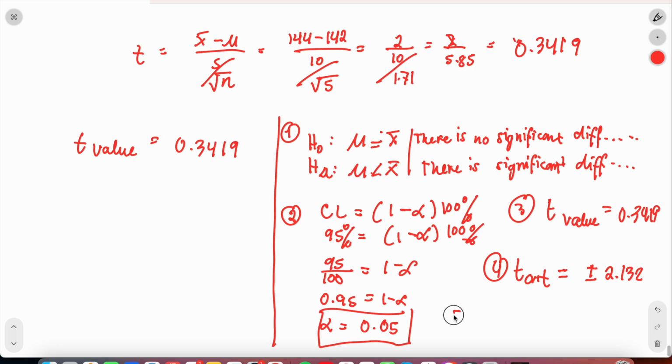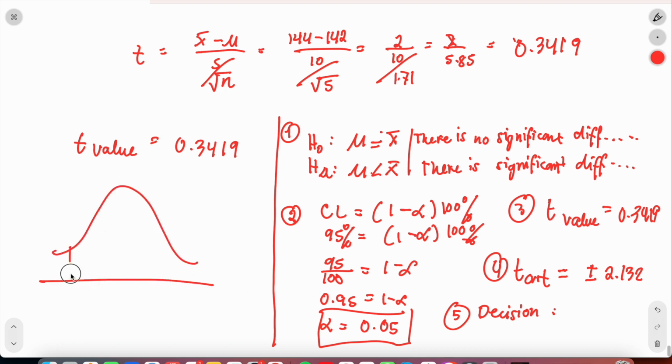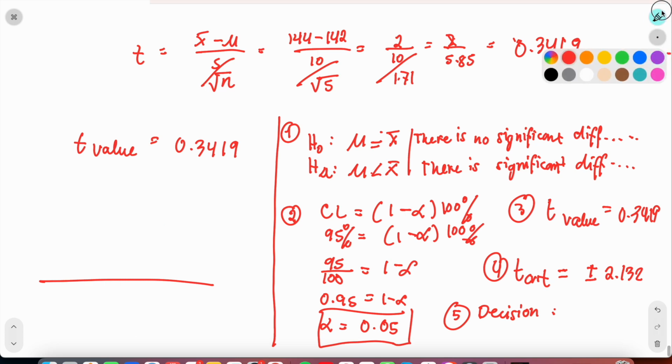And then step number 5 is our decision. Number 5 is decision. So if you look at this, finding the critical value, out of habit I assumed again. So this is only positive 2. This is left-tailed. So we're looking for the t critical here.